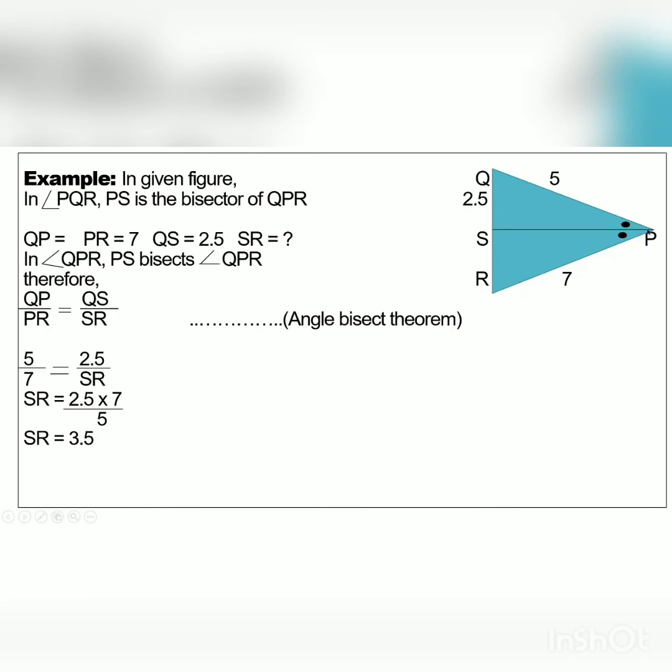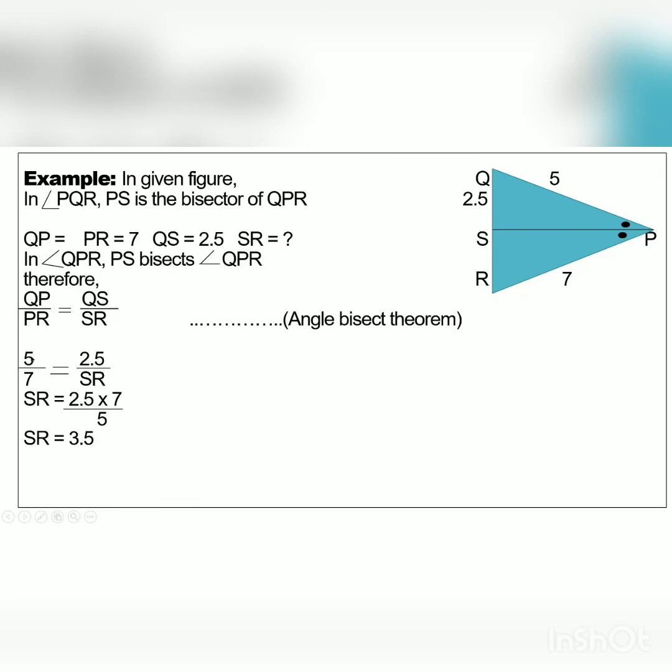In the figure, you can see the value of PQ is 5, the value of PR is 7, and the value of QS is also given, 2.5. You have to find out the value of SR. PS is a bisector of angle QPR, so here you have to use the angle bisector theorem. With the angle bisector theorem, QP upon PR is equal to QS upon SR. Give the reason: angle bisector theorem.